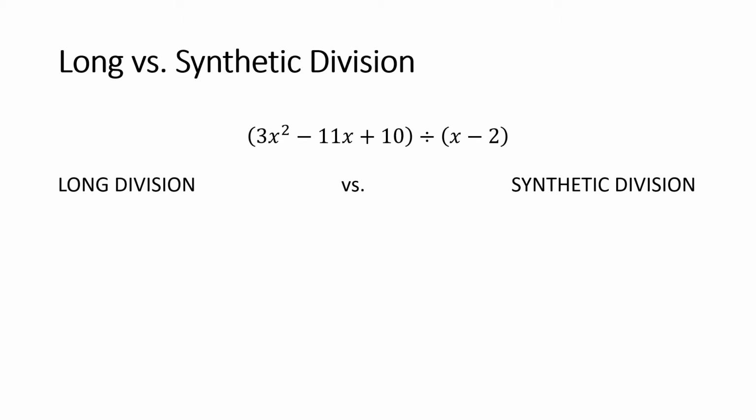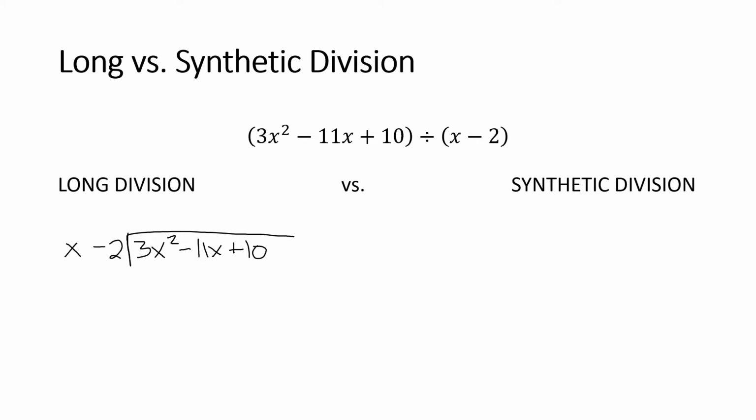Here we have 3x squared minus 11x plus 10 divided by x minus 2. So remember what this process looked like for long division. We have 3x squared minus 11x plus 10 divided by x minus 2.